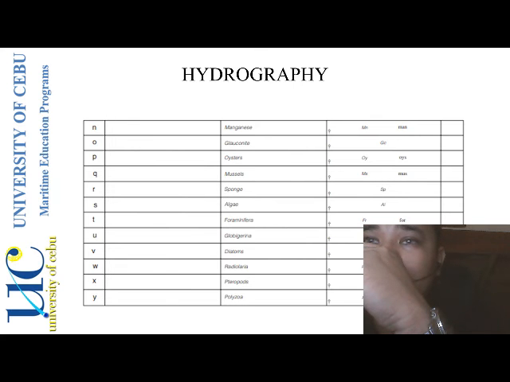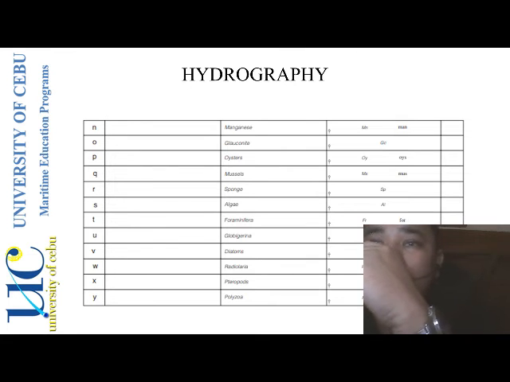So N is the manganese. So O is the glauconite. P is the oysters. Q is the mussels, R is the sponge, S is the algae, T is the foraminifera, U is the globigerina, V is the diatoms, W is the unaria, X pteropods, Y pusia.